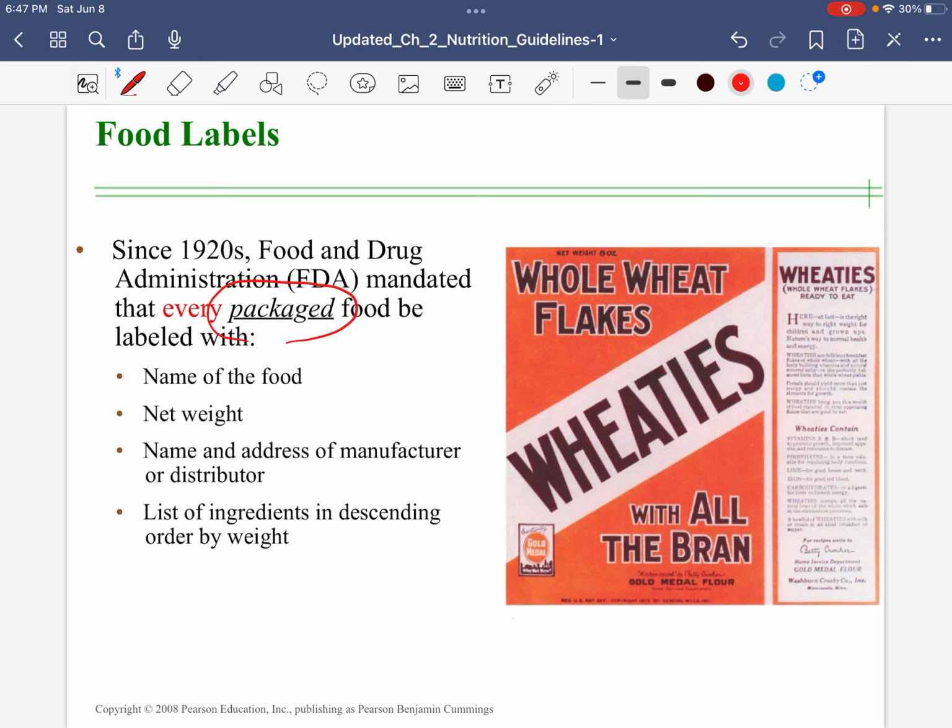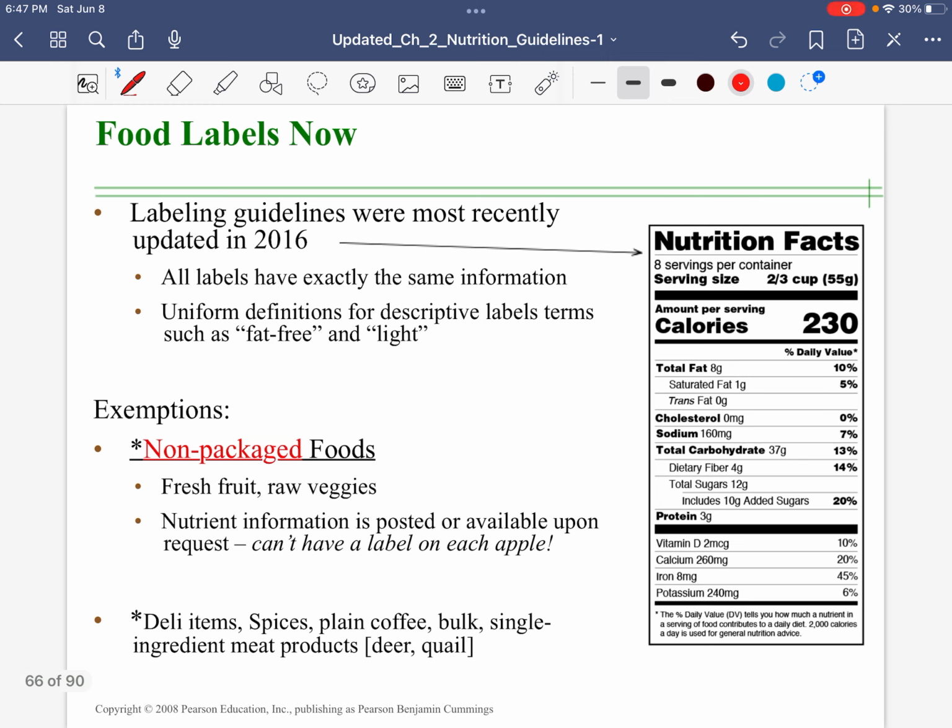The things that we'll talk about as some of the exceptions tend to be more on the perimeter of a grocery store. Fresh fruits and vegetables. We're not going to have a nutrition label on every apple or every grape. Deli meats that you actually go to the counter and get. But those are things usually on the perimeter of the grocery store.